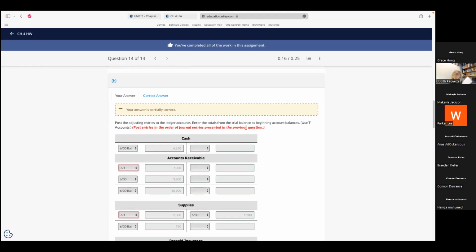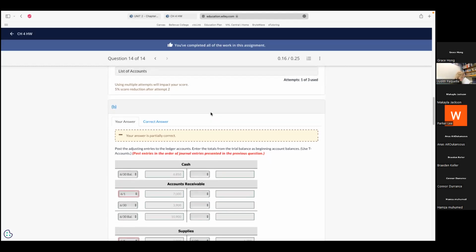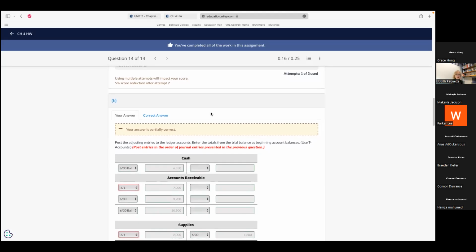Just cross-reference this. And what problem number was it? 14? Yes. Problem 2-2. All right. 4-2. Okay. All right, I'm with you now.